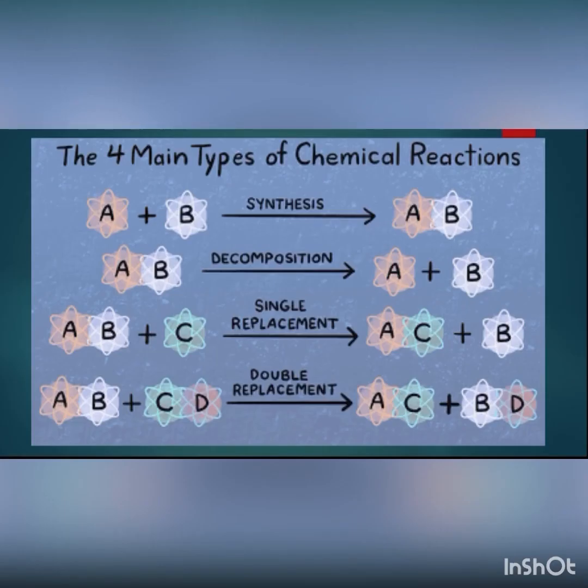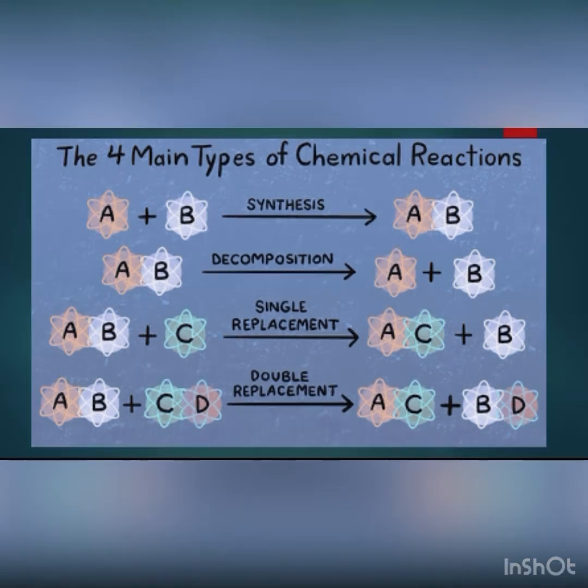So we have 4 main types of chemical reactions. The first type is the synthesis reaction. It's when 2 or more atoms combine to form a complex product. The second chemical reaction is the decomposition, in which a compound is broken into smaller atoms.